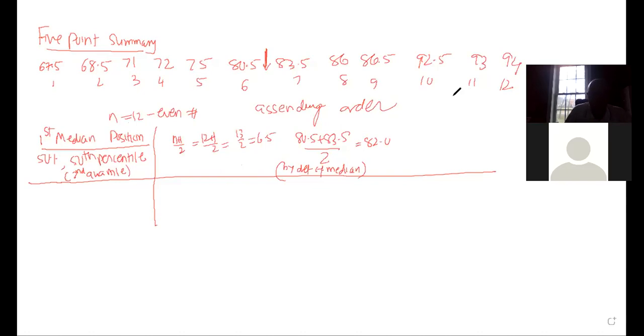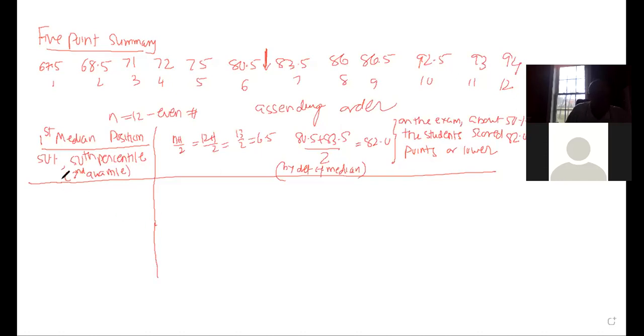So whatever I found here, the meaning of this one is that on the exam, about 50% of the students scored 82.0 points, or 82 points, or lower. 82 points or lower. Right? 50% of the students got 82 points or lower.